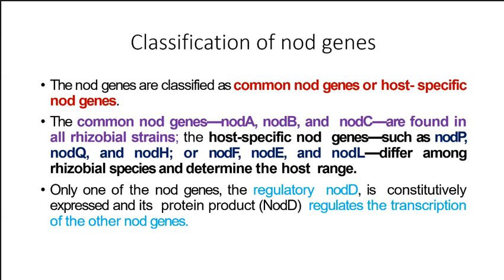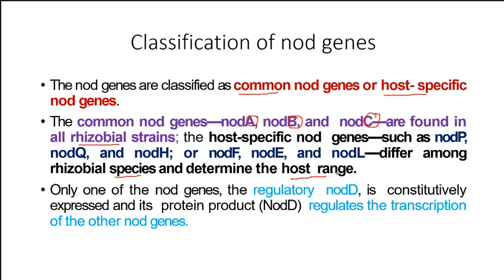Now, classification of genes. We classify the NOD genes into two groups: common NOD genes and host specific NOD genes. The common NOD genes are A, B, and C. NodA, B, C are common ones which are found in all rhizobial strains. We discussed several rhizobial strains. A, B, C are found in all rhizobial strains, but P, Q, H, F, E, and L differ among rhizobial species and they determine the host range.